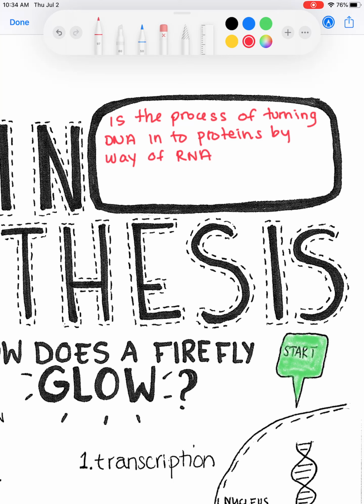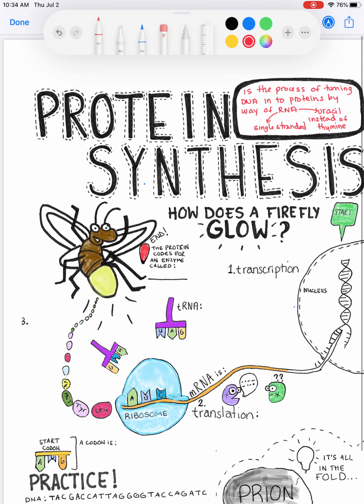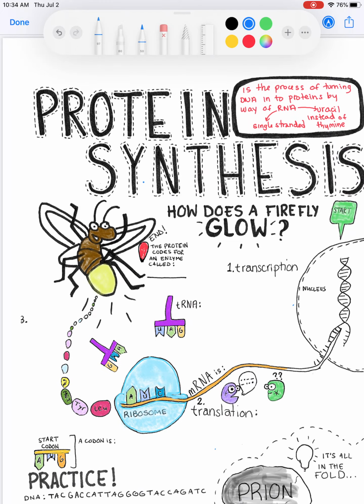And to help you remember, RNA is like DNA, but it's single-stranded. And also, it uses a different base. It uses uracil instead of thymine. Okay, so to remind yourself, let's make a little flow chart over here. We're going to say it's DNA makes RNA makes protein.